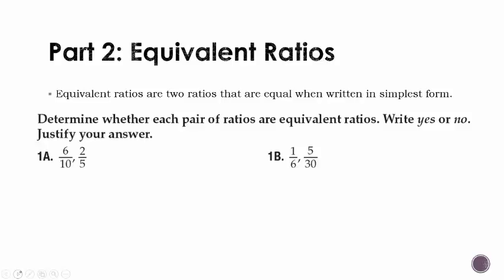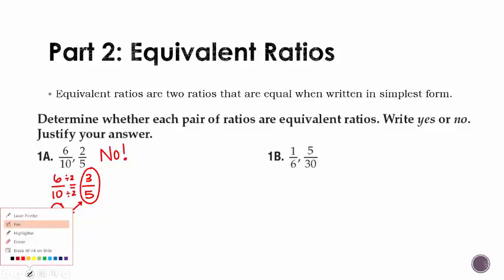We just have to write yes or no and then justify our answer. So you can do this a couple different ways. Because ratios are written as fractions, you can just simplify your fractions. So when I look at 6 over 10, I try to find a number that goes into both of these. And since 2 goes into both of them, 2 goes into 6 3 times, and it goes into 10 5 times. So 6/10 is the same thing as 3/5. And then my other one is 2/5. And since this is as simple as possible, these are the two things I'm comparing. And they're not the same. So these are not equivalent ratios.